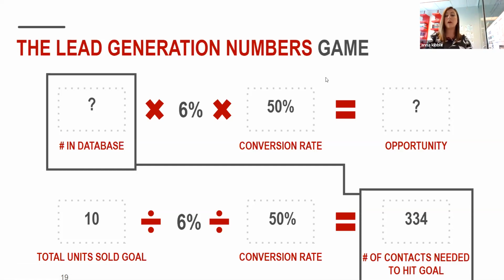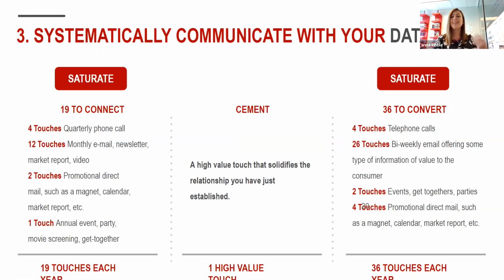Awesome. So now we've identified our gap, right? We're adding 10 people a month to our database so that we can go on one appointment a month. And now we're going to systematically communicate with them. You can create your systematic communication plan to look however you want to. But this is a proven path to that type of systematic communication, right? So the 19 to connect is designed to turn somebody from a lead into a contact, right? It's designed to get them communicating with you.